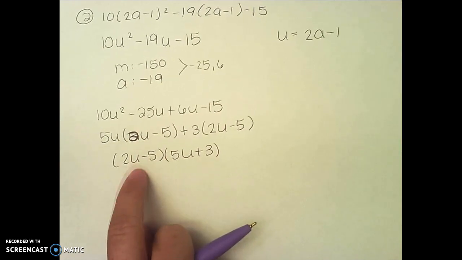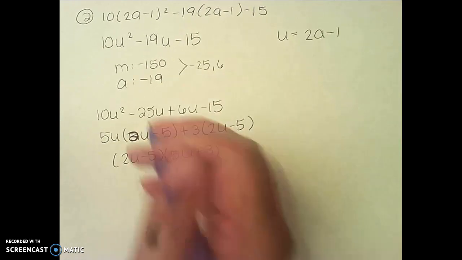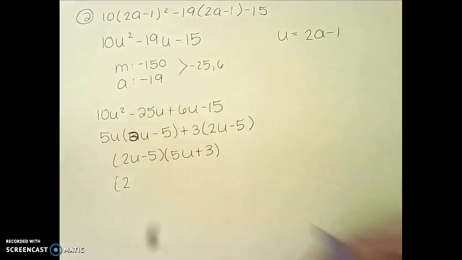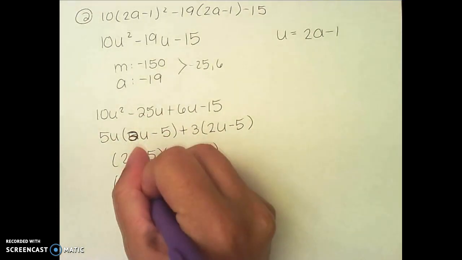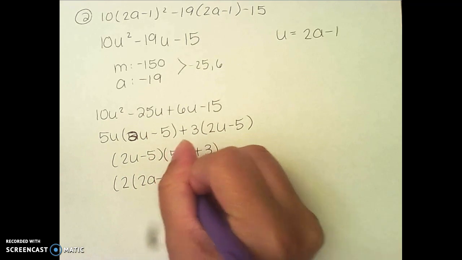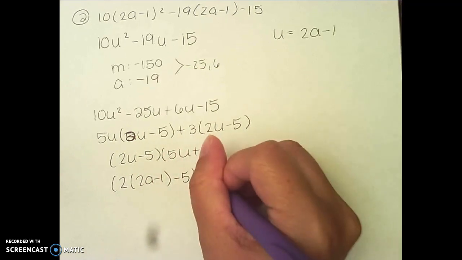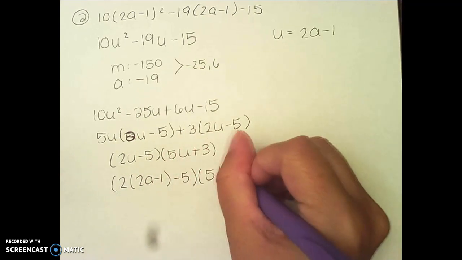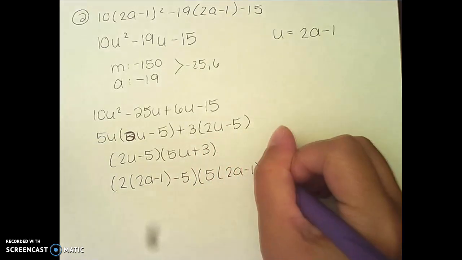You don't want to leave it like this. This will not get you full credit. So we'll have 2 times, in parentheses, 2a minus 1, minus 5, times 5 times 2a minus 1, plus 3.